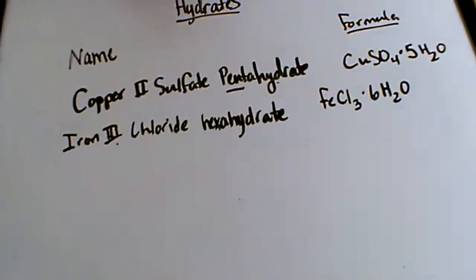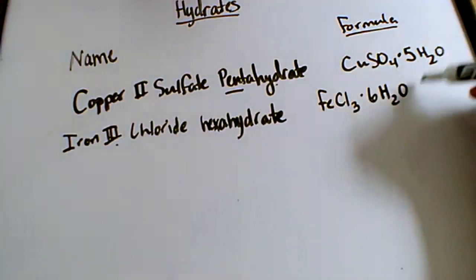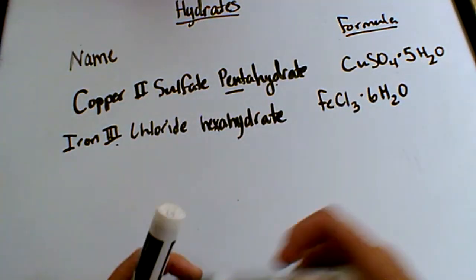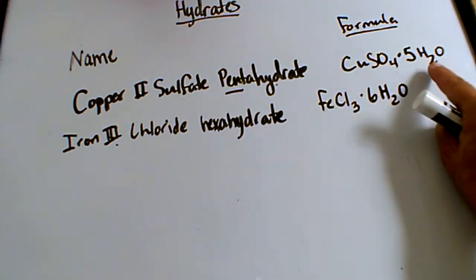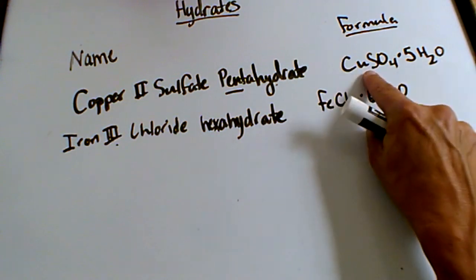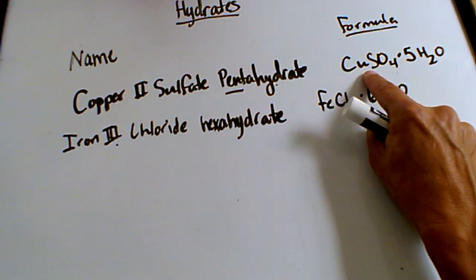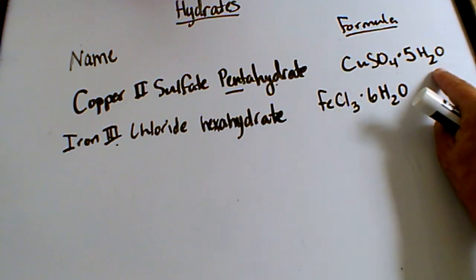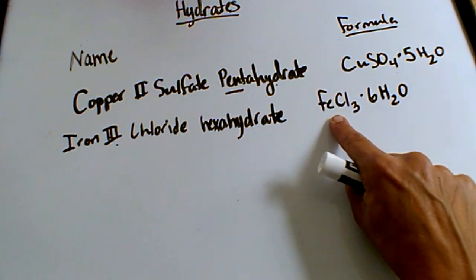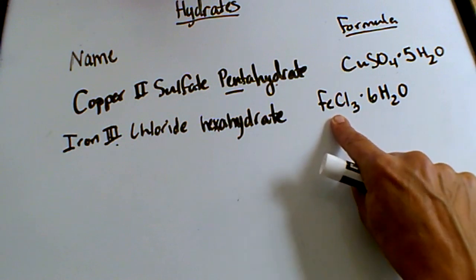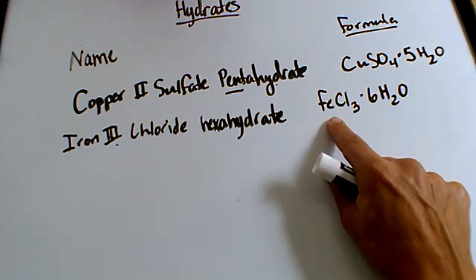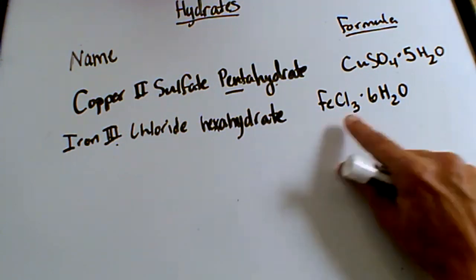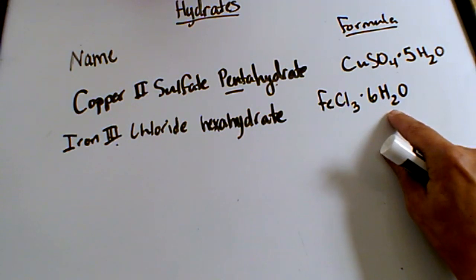Okay? Now I want you to realize that what this means in this formula is that every 1 formula unit of copper(II) sulfate has in it 5 molecules of water. Or every 1 mole of copper(II) sulfate has in it 5 moles of water. Every 1 formula unit of iron(III) chloride has in it 6 molecules of water. Every 1 mole of iron(III) chloride has in it 6 moles of water.